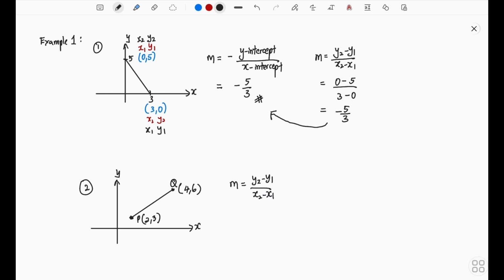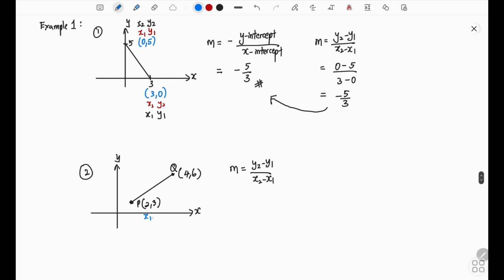You first have to assign your coordinates to be x1, y1. So again, it's up to you which coordinate you want to assign as x1, y1. But for me, my preference, I like to follow alphabetical order. So meaning to say my P will be x1, y1. My Q is x2, y2. So after I've assigned the coordinates, I just have to sub in the values. And that will give me the answer of 3/2, and that is my gradient for the line PQ.